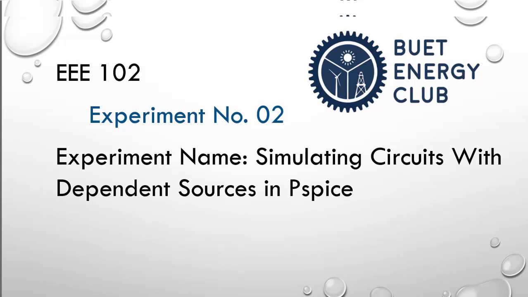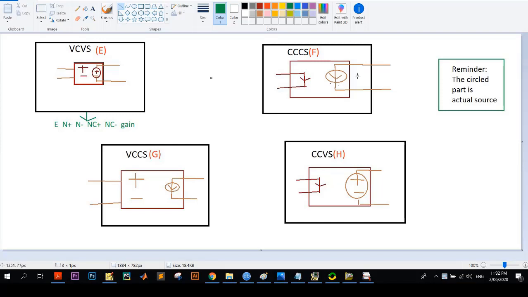Hello everyone. Today I will teach you about some control sources and how to use them in PSpice and how to write the netlist. So at first you can see I have drawn four blocks over here. The first one is VCVS. In the bracket I have written E. What does this E mean? This E means the symbol in PSpice we have to use for this source.